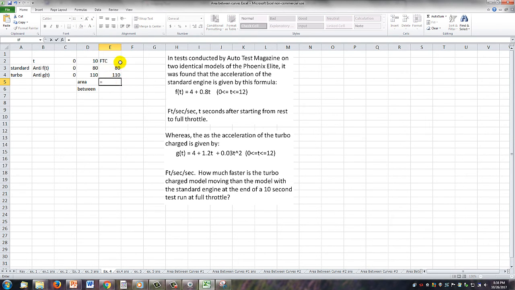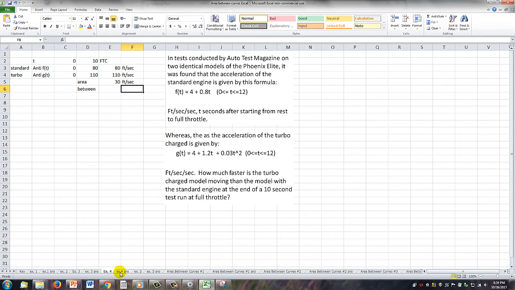you can see which one we should click on first. The 110 is bigger than the 80. All right, and we have this. So let's look at the units. Remember, f of t is feet per second, so the antiderivative of f of t would be feet per second. Same thing with this one, feet per second. The antiderivative would just be feet per second. And so the area between would be feet per second.